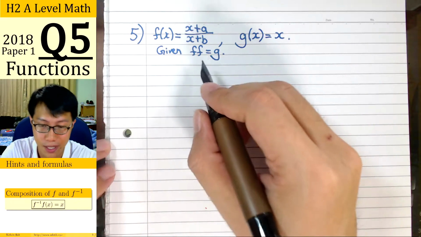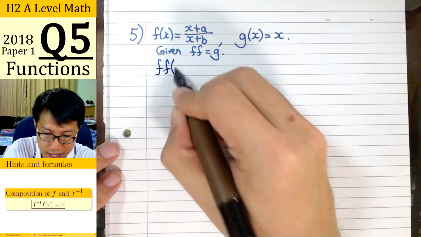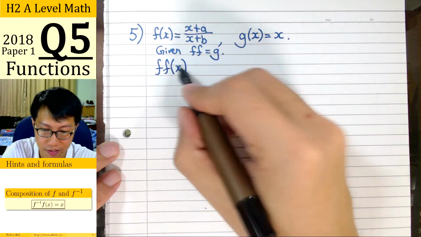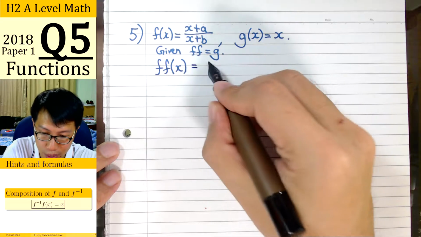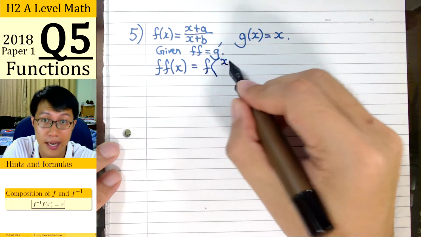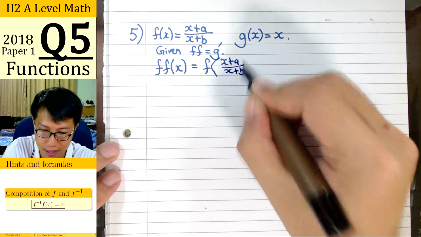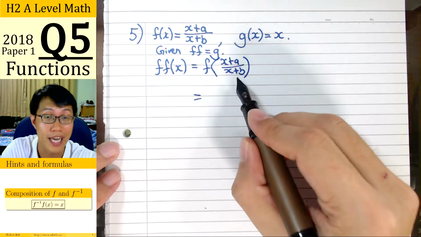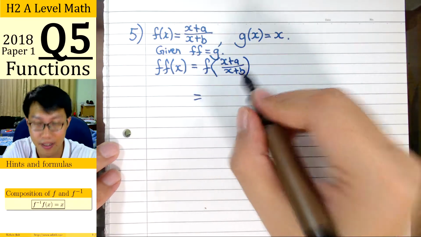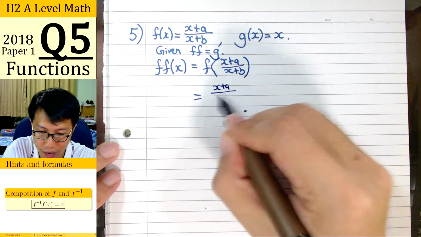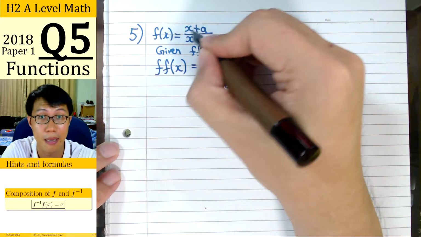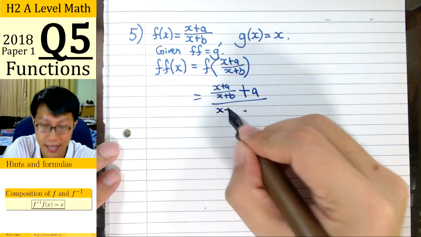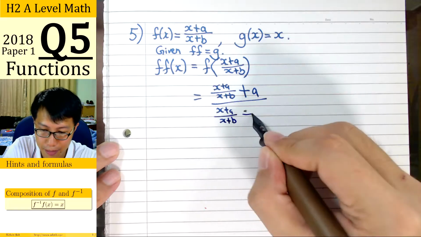So ff, the composite function, so we have ff(x). What we do is we sub in the first function f(x) into f(x) again. So let's sub in f(x) once first. f(x) is (x plus a) over (x plus b). To sub it into f again, anytime we encounter x, we'll use (x plus a) over (x plus b) instead. So what we have is a very complicated fraction. We have (x plus a) over (x plus b). This takes the place of this number x here, plus a, over, this x will be replaced with (x plus a) over (x plus b), plus b.